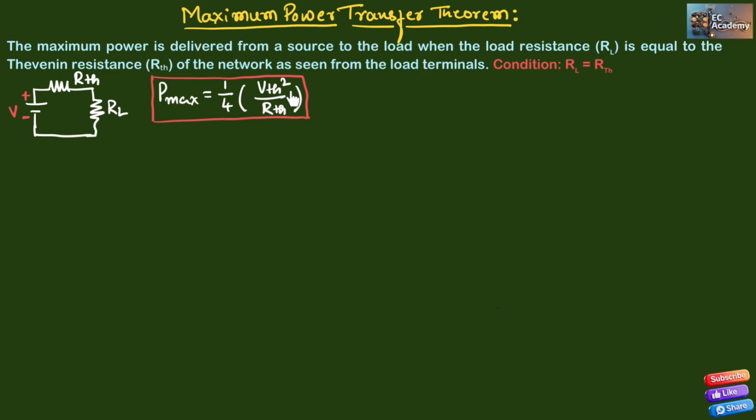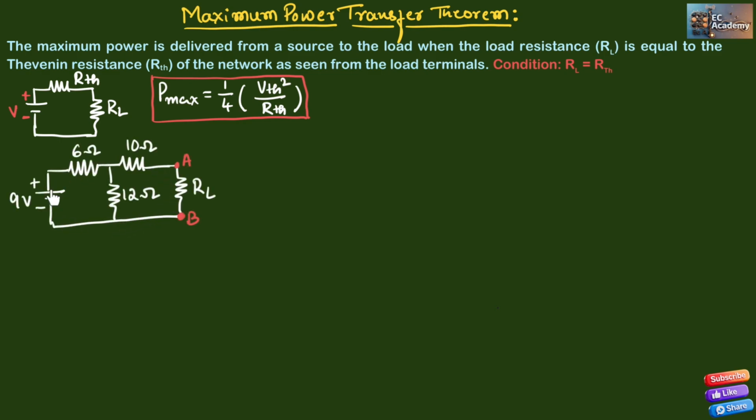From this formula, you can understand that we can find the maximum power delivered by the source by finding the Thevenin's equivalent voltage and Thevenin's equivalent resistance of the given complex network. So, whatever electrical network they give, first find VTH and RTH, then you can find the value of maximum power delivered by the source. Let us consider an example.